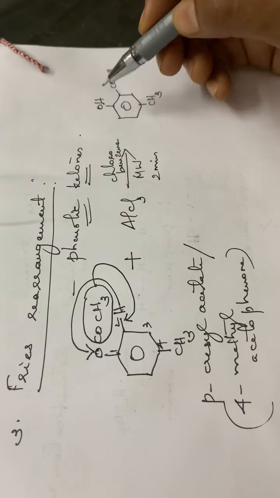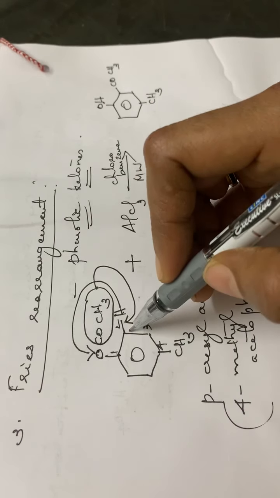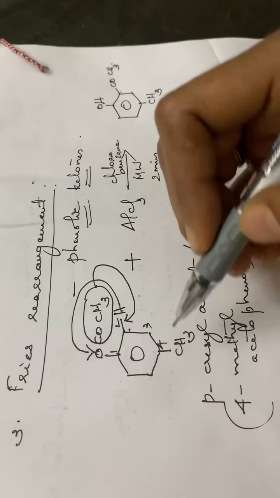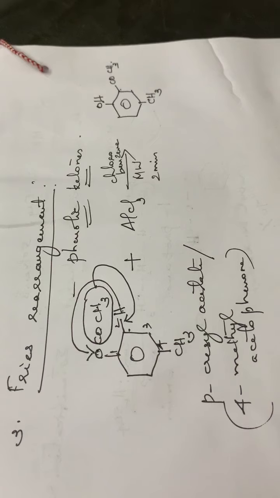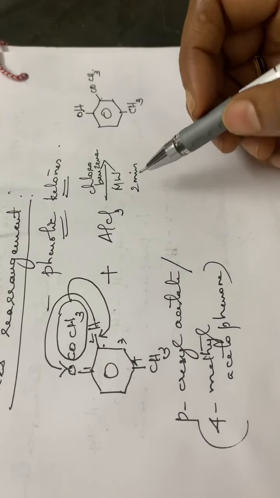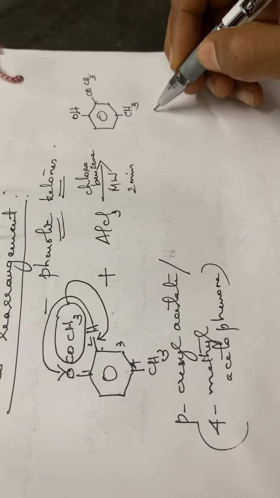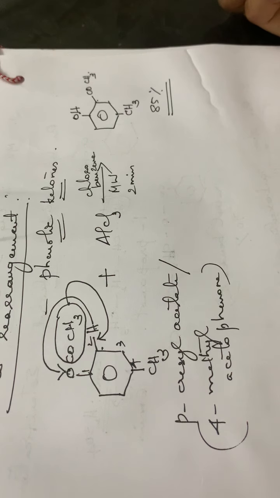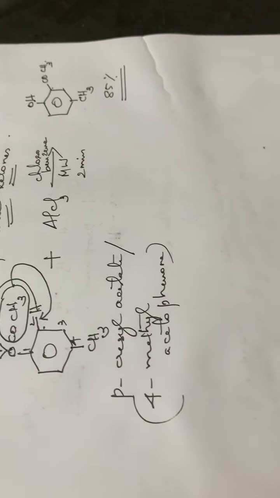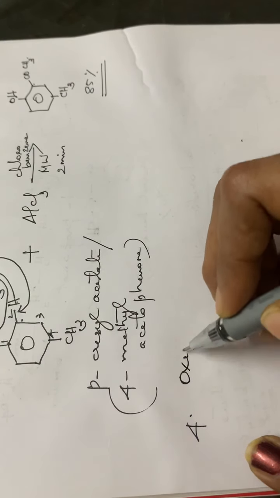So this hydrogen will join at the oxygen atom, so it becomes OH. Then in the second step, this COCH3 will move to the second position, and already at the fourth position there is a methyl group. So this is the product formed. This reaction will be carried out in a microwave oven for about 2 minutes, and the yield is about 85%. So this is another reaction, the Fries rearrangement. Then the next reaction, the oxidation reaction.